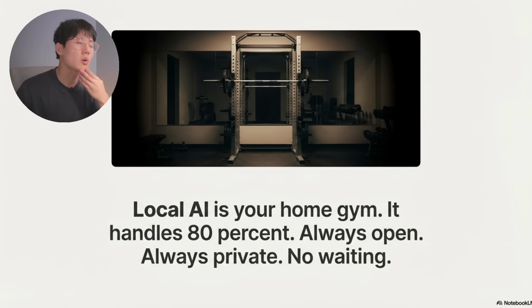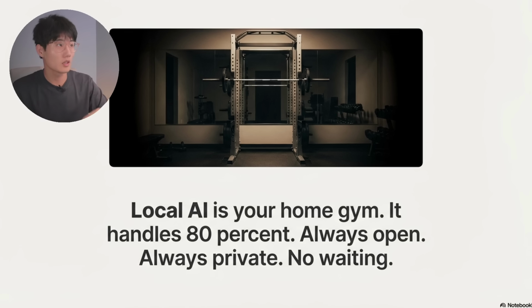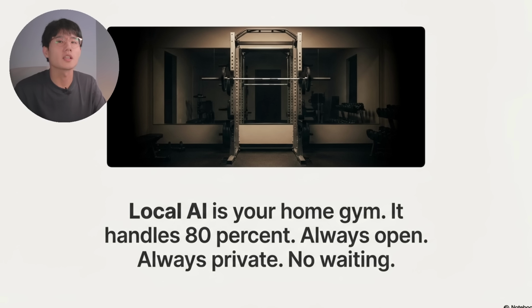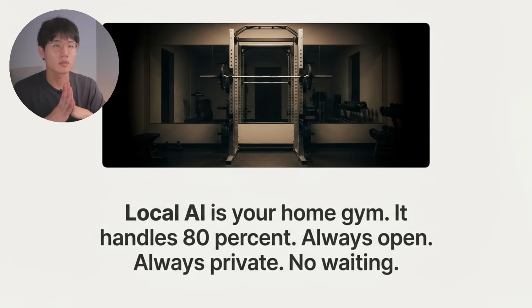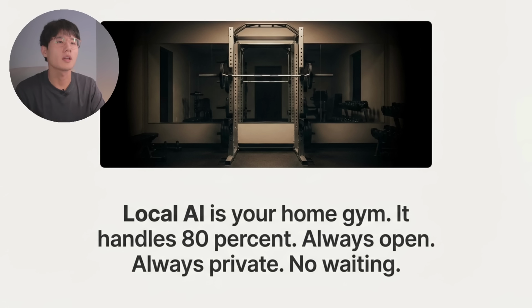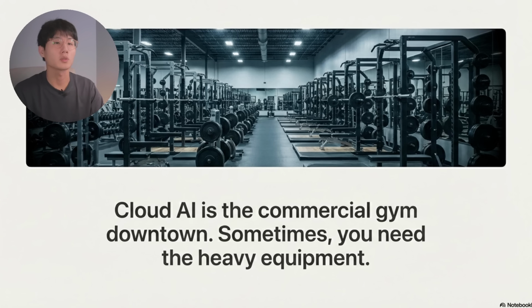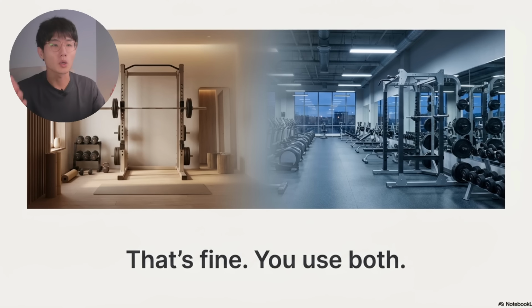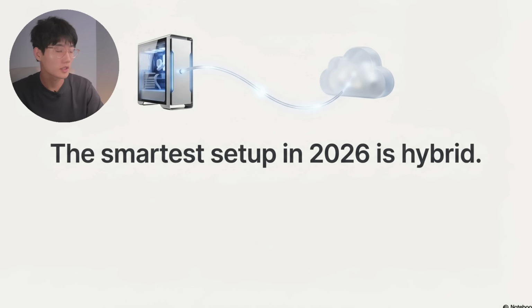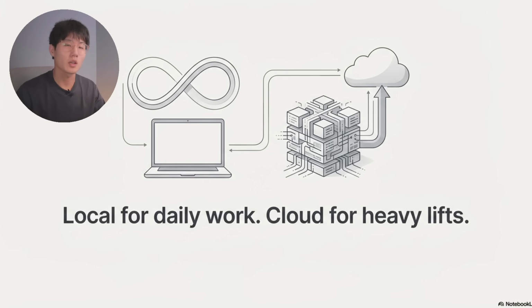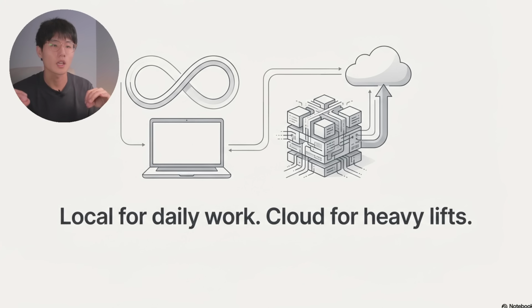Think of it like this. Local AI is your home gym, and cloud AI is like a commercial gym downtown. Your home gym can handle maybe 80% of your workflows. It's always open, always private. You never wait for a machine. But once in a while, you need the heavy equipment. You might want to do some deadlifts. That's fine. You use both. The smartest setup in 2026 and probably beyond is a hybrid. Local for the daily work, cloud for the heavy lifting, and the builds I just showed you are exactly where that local side starts.